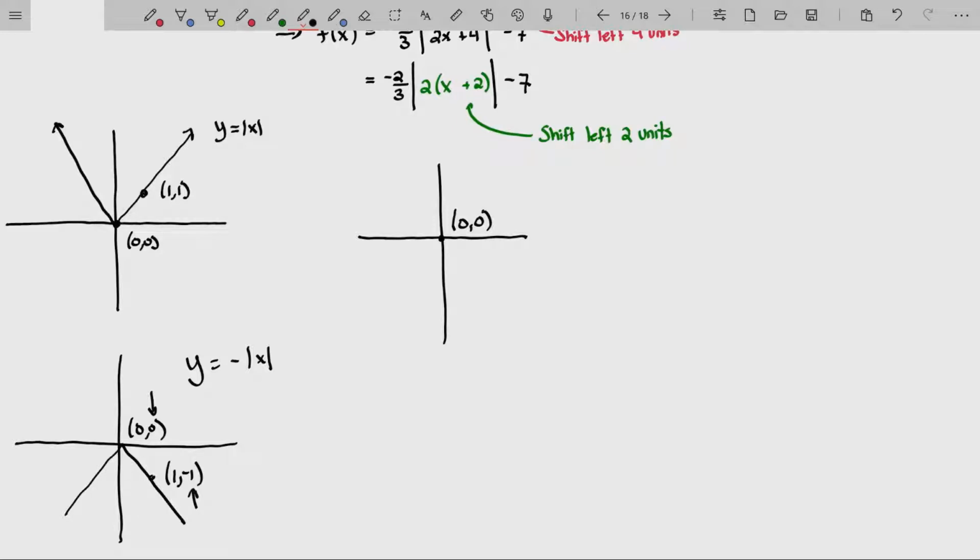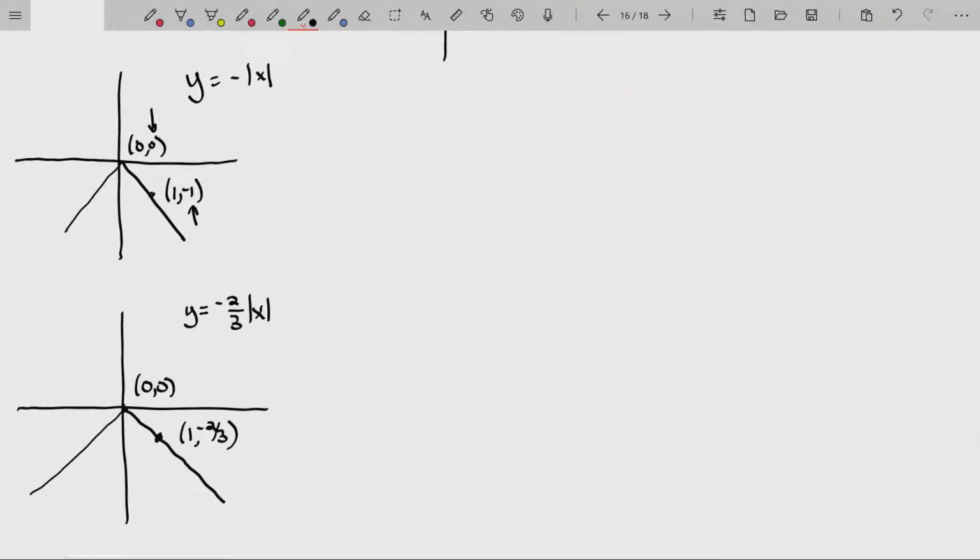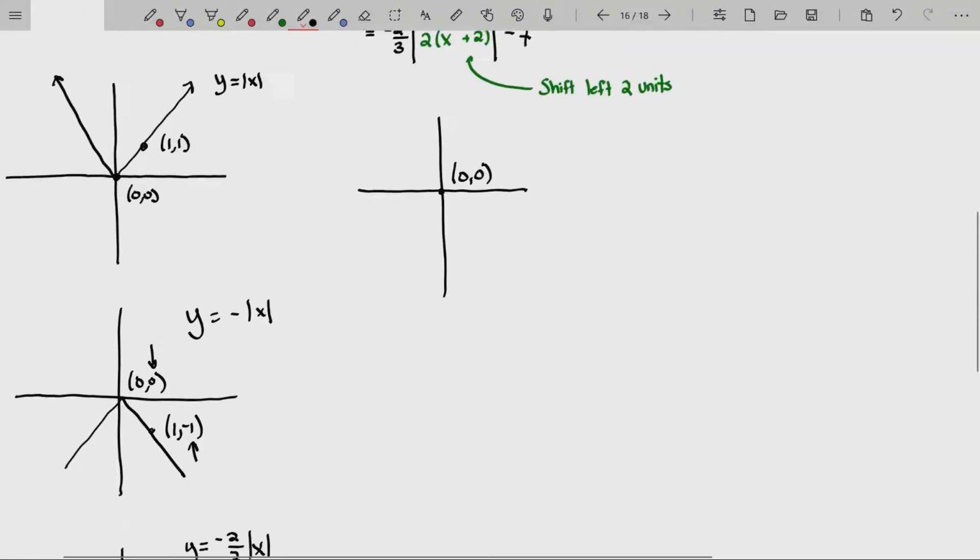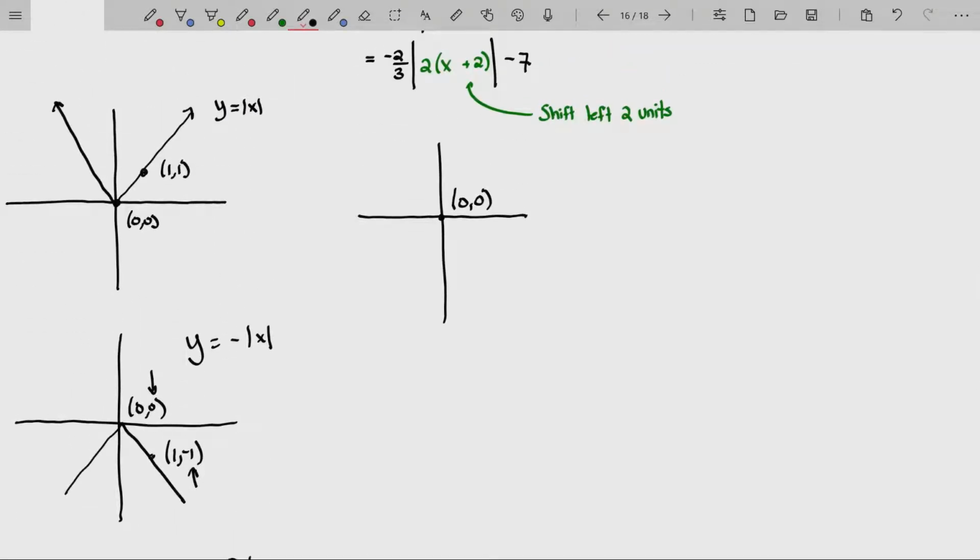But instead of going through 1, -2/3, it's going to go through 1/2, -2/3. So maybe something like this. People say that that looks narrower. It does look narrower. It's not. But that's 1/2, -2/3. Now the rest of it's actually pretty simple. It's just moving left, right, up, or down.